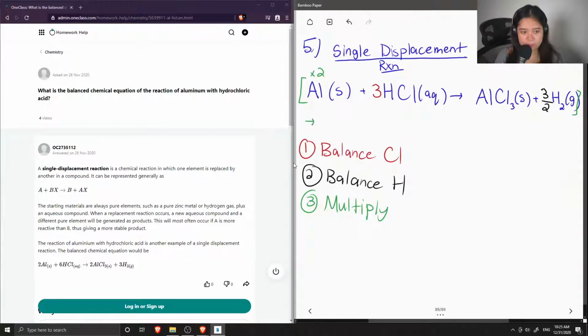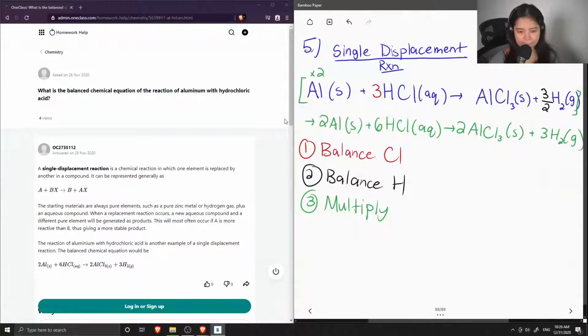And then we should end up with 2 aluminums plus 6 HCl, which makes 2 aluminum chlorides plus 3 hydrogen gas. Okay, so let's double check to see everything's balanced. 2 aluminums, 6 chlorines, and 6 hydrogens.